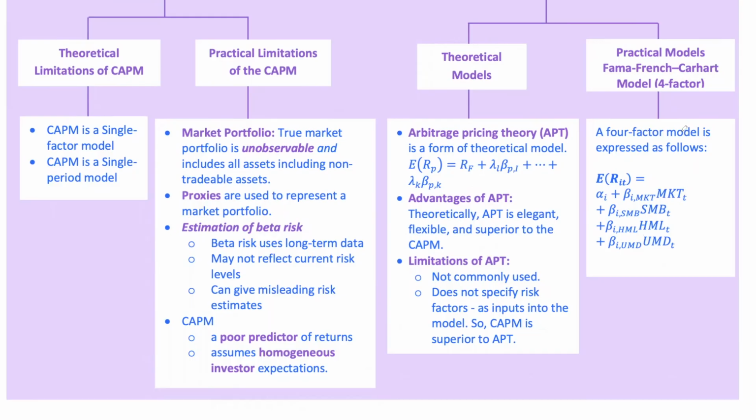So yeah, CAPM was the starting line, not the finish line. It gave us the vocabulary of risk and return, but models like APT and Fama-French helped translate that theory into the messy, unpredictable reality of financial markets.